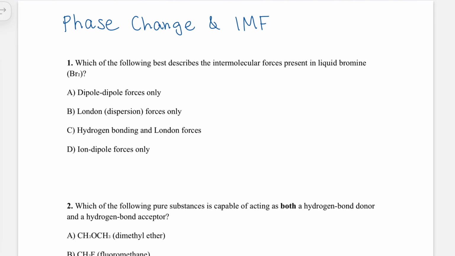Today we're going to be talking about phase change and IMFs. So let's start with question 1. Which of the following best describes the intermolecular forces present in liquid bromine? I find with these types of questions, it's very helpful to draw out the molecule. So this is bromine. And we're asked which intermolecular forces are present in this molecule.